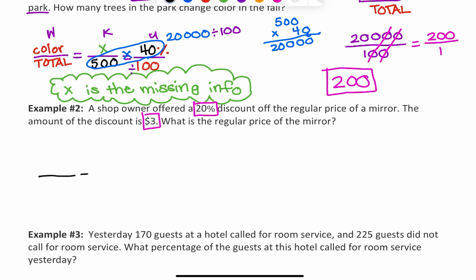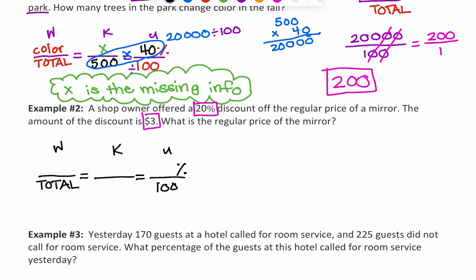I need 3 lines with equal signs in the middle. WKU. So my percent goes over 100. And what word goes on the bottom? Total. All right, and then let's see what we have in our problem. So in this one, I have a percent, so we're good to go on that. That's the easy part. And that is the discount. So that means my word for that is going to be discount. Okay, and I read that right here. It said a 20% discount.